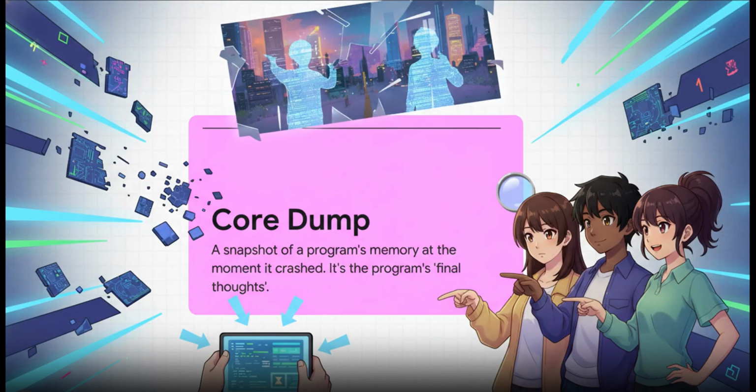Now, when it's just a single application that fails, the system can generate something called a core dump. And this is an amazing piece of evidence. It's like a perfect snapshot of the program's memory, its final thoughts, at the precise millisecond it terminated. For a developer, that clue is absolutely priceless.